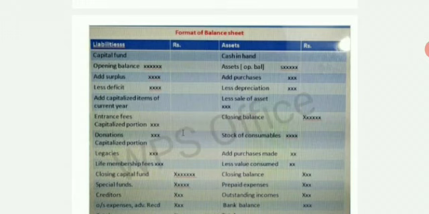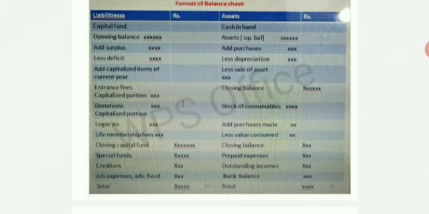Come to the asset side. Cash in hand, cash at bank. Next, take the fixed assets under that. First, take the opening balance in the inner column. Add the purchases made during the year, less the depreciation for the year, less the sale of assets. The resultant figure, take it in the outer column and we call it the closing balance of assets.